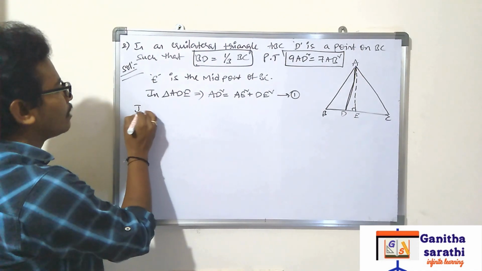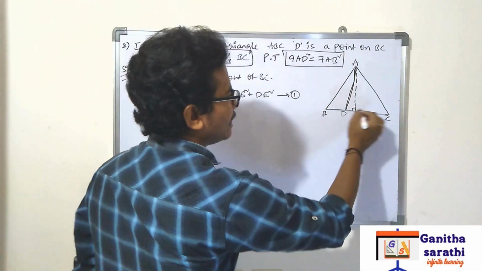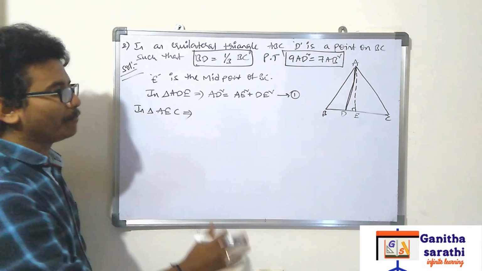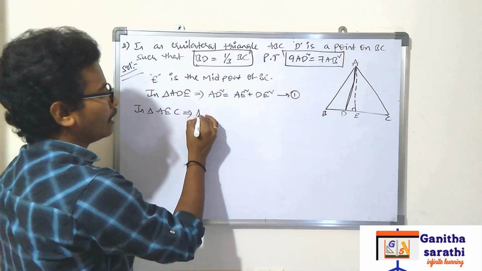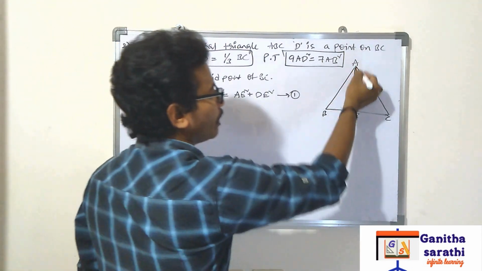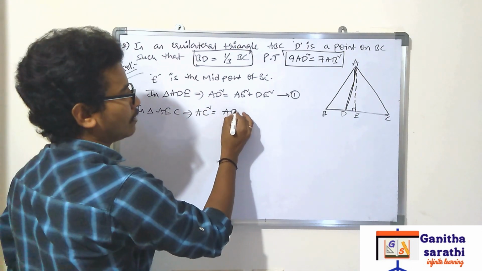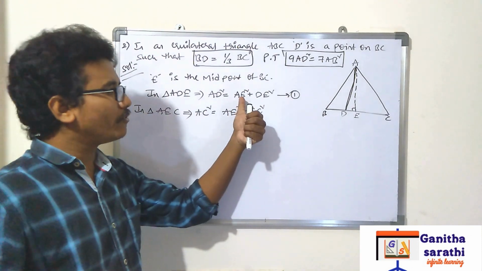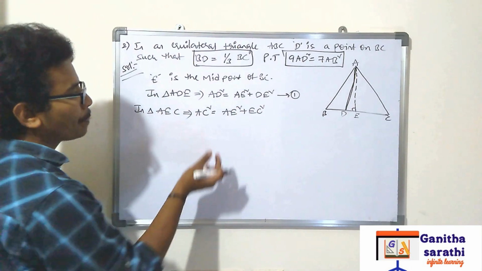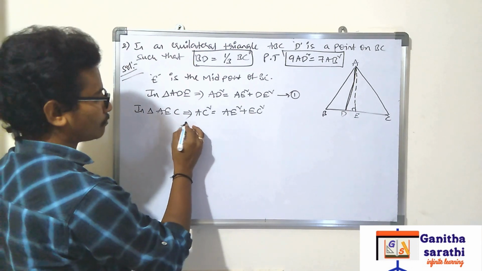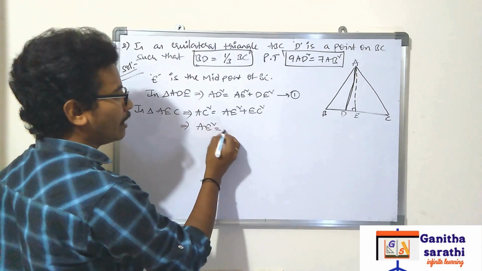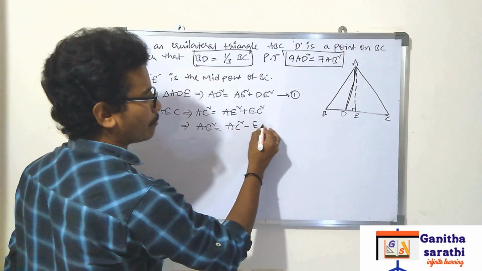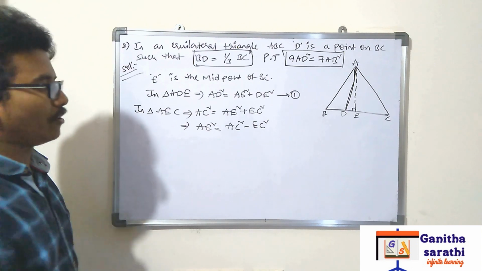Now again in triangle AEC, by using Pythagoras theorem, what is the hypotenuse? AC, right? AC square is equal to AE square plus EC square. What we want is the value of AE, right? So take EC square to the left hand side: AE square is equal to AC square minus EC square.